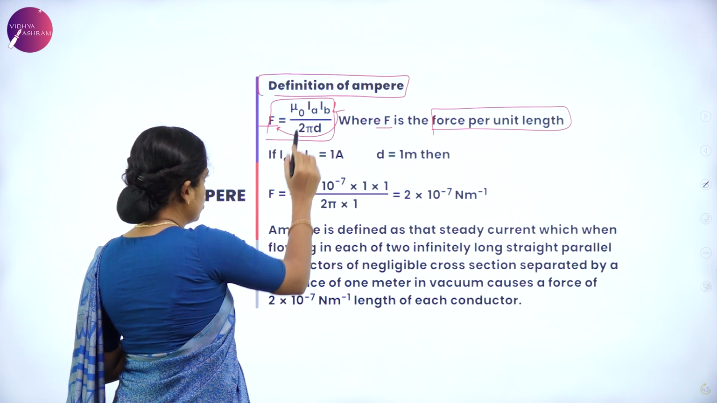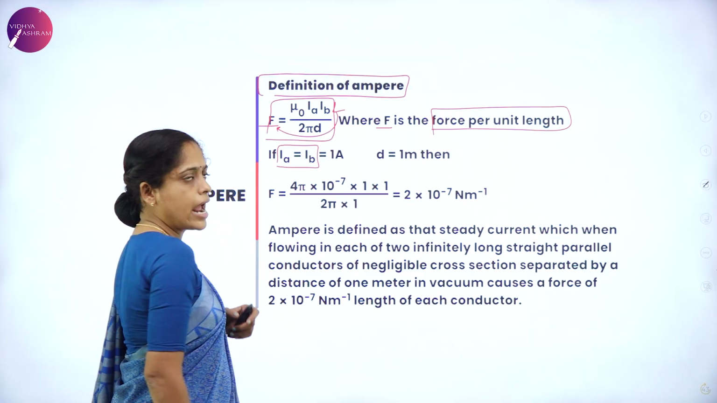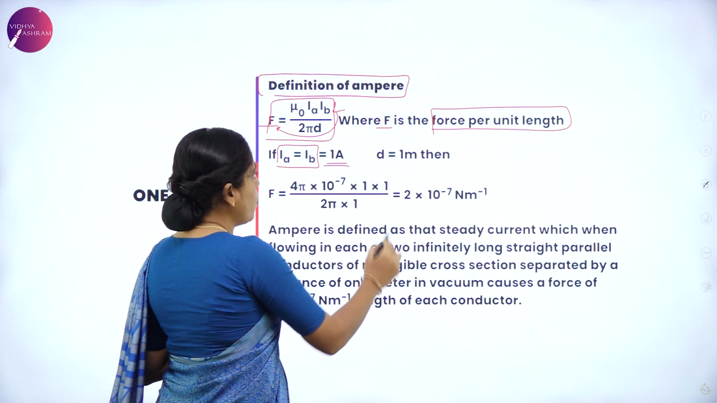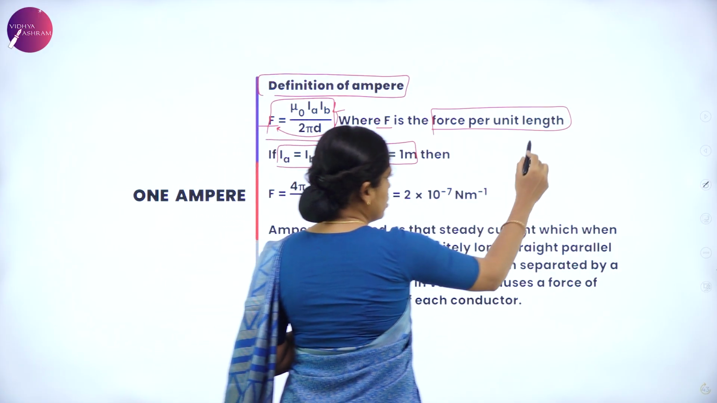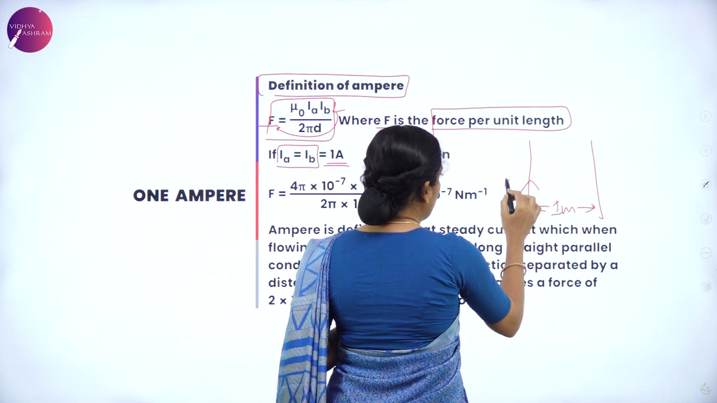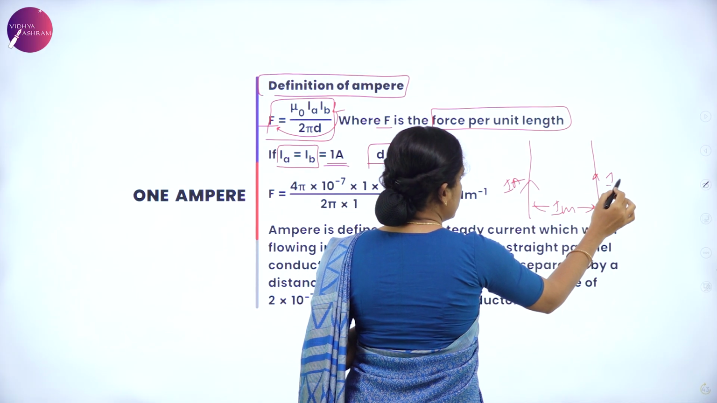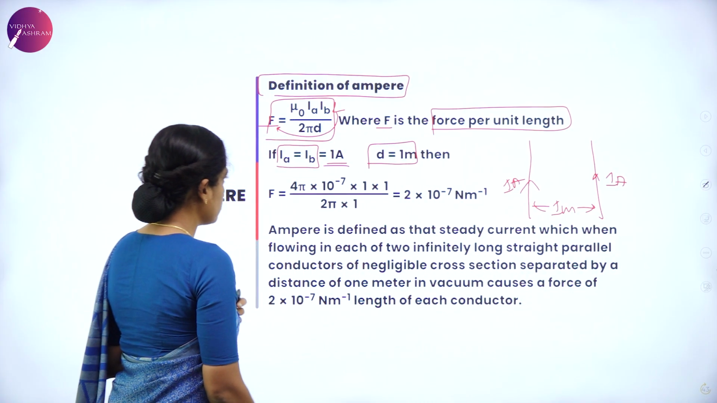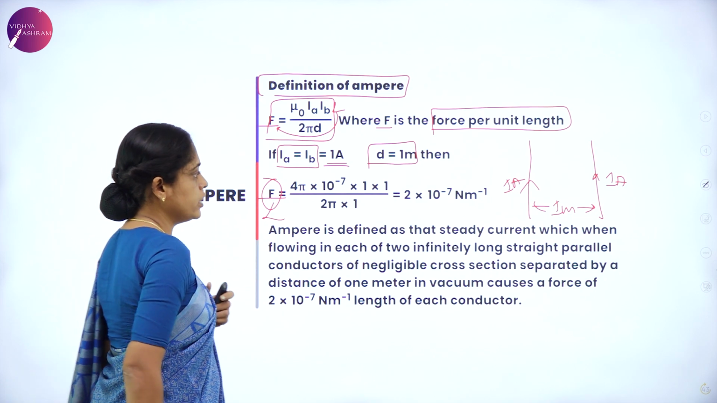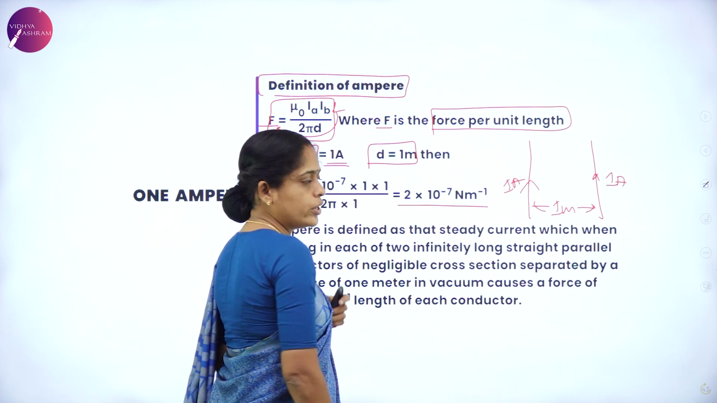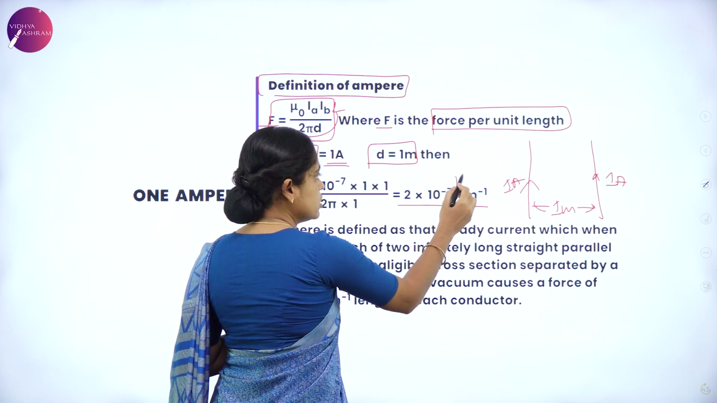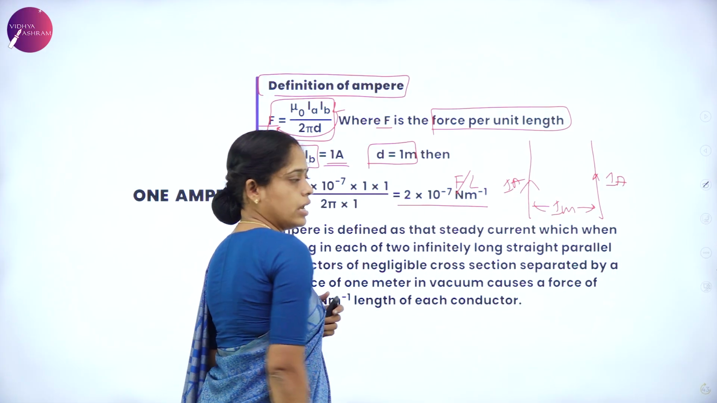In this equation, let us consider the I_A and I_B values as 1 ampere and the distance between the two parallel conductors as 1 meter. So the distance between the two parallel conductors is 1 meter, and the current flowing in each conductor is 1 ampere. Then the force per unit length is equal to 2 into 10 power minus 7 Newton per meter.